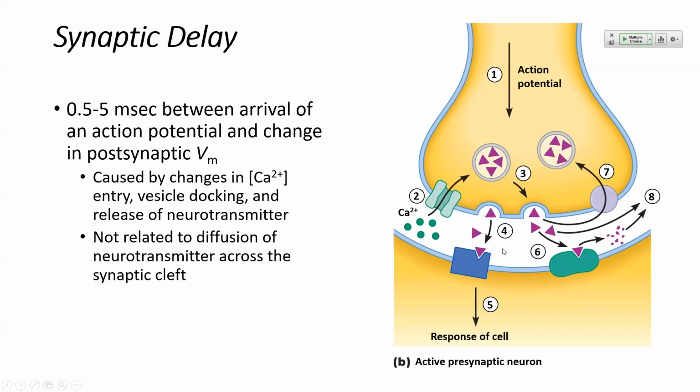Instead, the delay that we see is due to the fact that the synaptic vesicle must fuse with the membrane here, right? The membrane of this vesicle must fuse with the membrane of the axon terminal, and then the neurotransmitter must be released, and that is the cause of the 0.5 to 5 millisecond delay we see. Alrighty, very important.